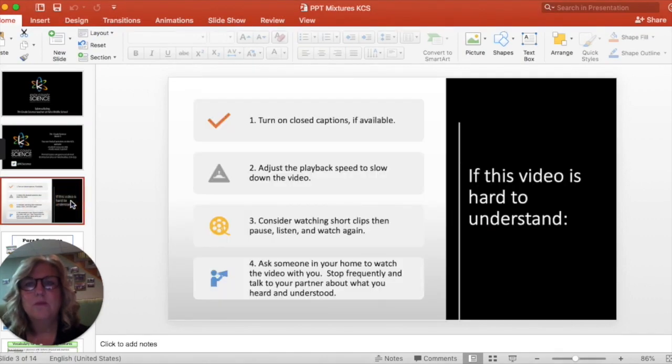If you have trouble understanding this video, you may turn on closed captions if available. You can adjust the playback speed to slow down the video. You can consider watching short clips, then pause, listen, and watch again. You can ask someone in your home to watch the video with you. Stop frequently and talk to your partner about what you heard and understood.